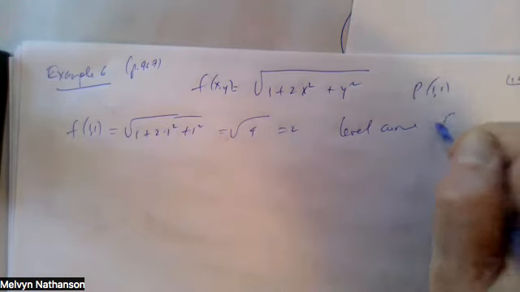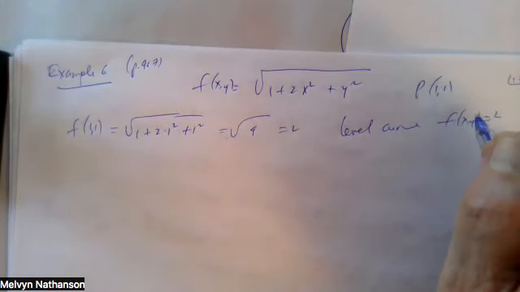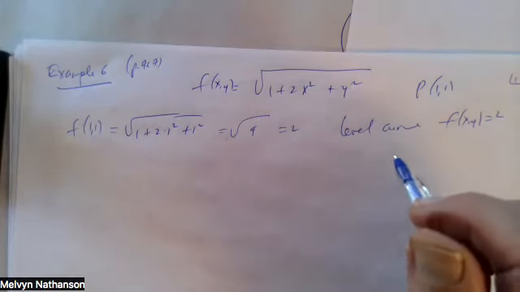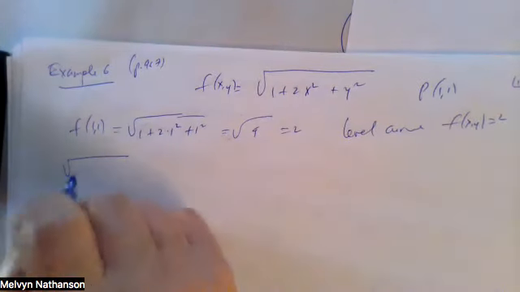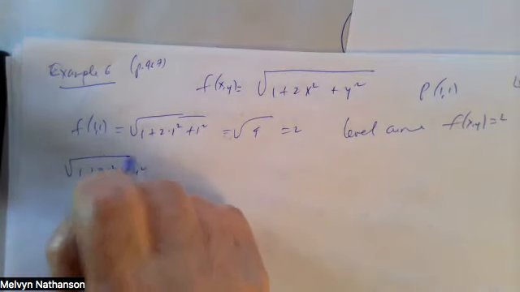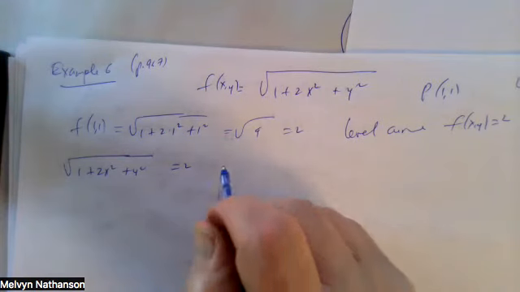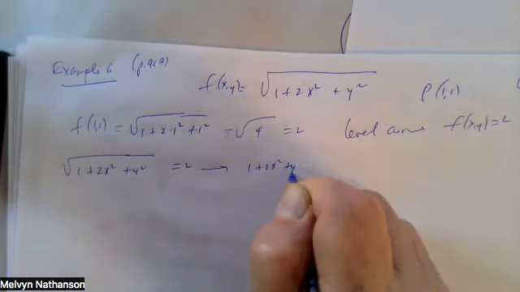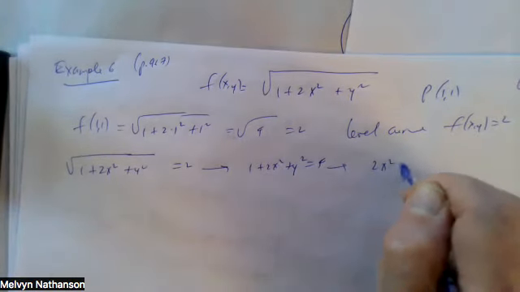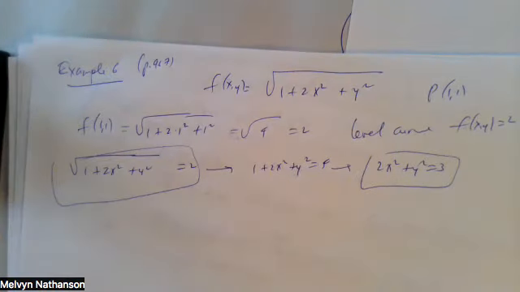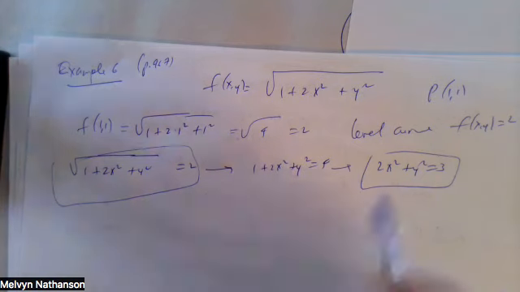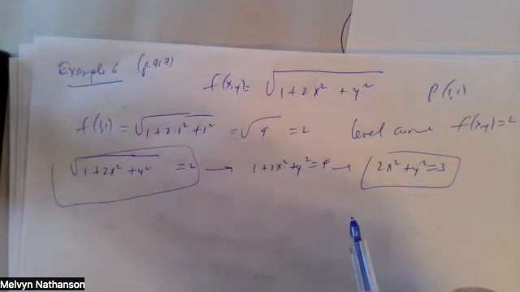So we have the level curve f of x, y equals 2. If we want, we could simplify that curve. That's the square root of 1 plus 2x squared plus y squared equals 2. If you square both sides, you get 1 plus 2x squared plus y squared equals 4, or 2x squared plus y squared equals 3. So these are equivalent expressions for the level curve. In fact, this is an ellipse in the plane.